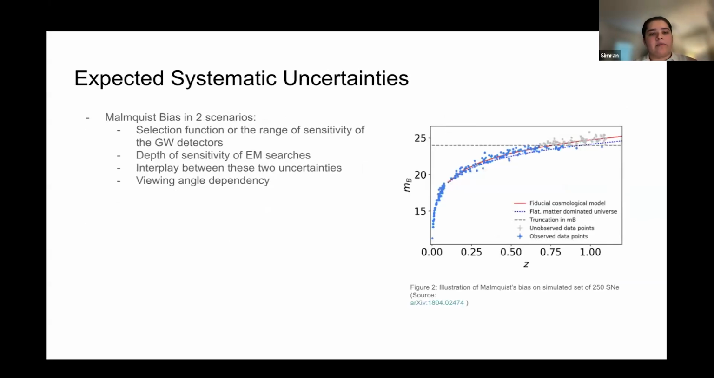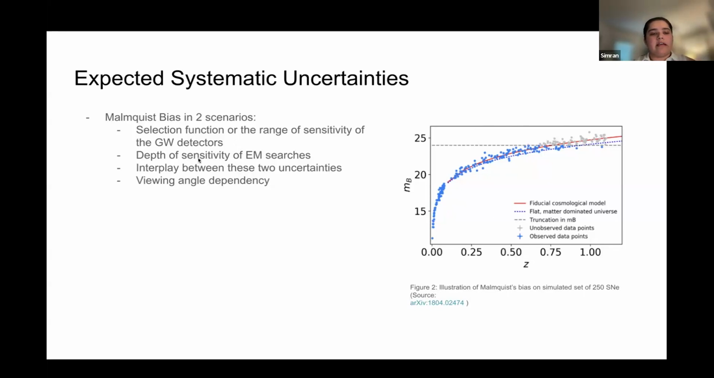So among the expected systematic uncertainties, the biggest one to consider here is probably the Malmquist bias, which leads to truncation of our data set. On the right, I have the supernovae data set in which we get some truncation because of the inability of our telescope to detect certain magnitudes at certain distances. We expect a similar type of effect with kilonovae, and it can in fact result from the telescope as well as the gravitational wave detectors.